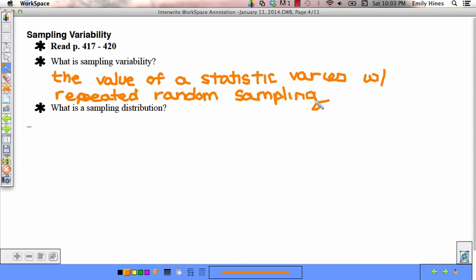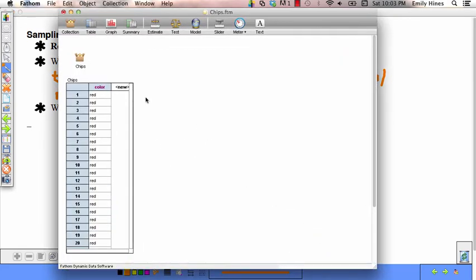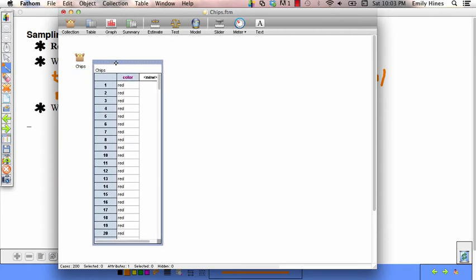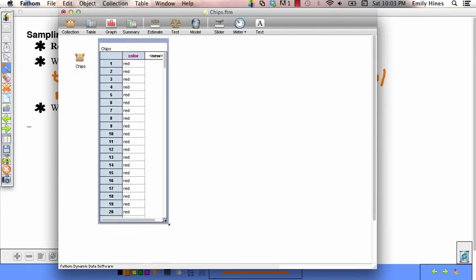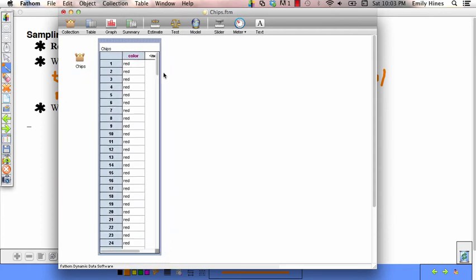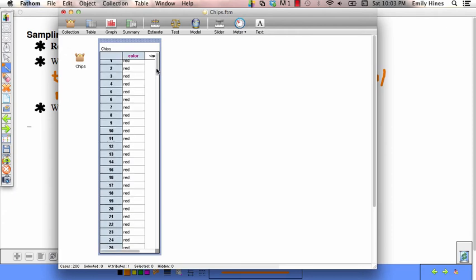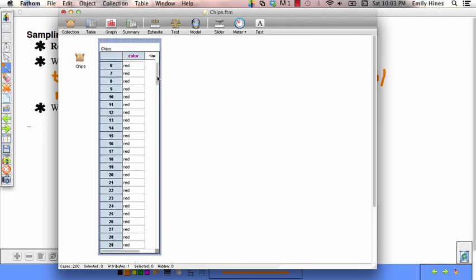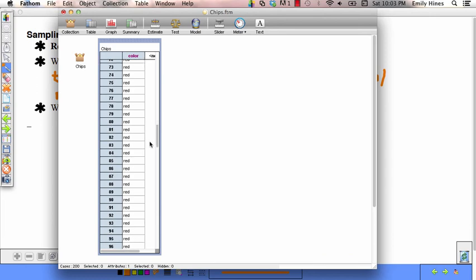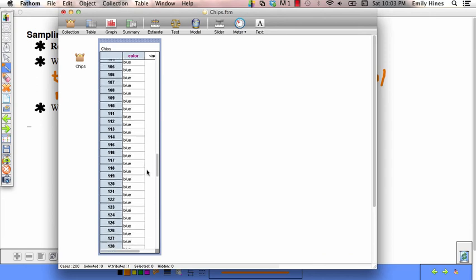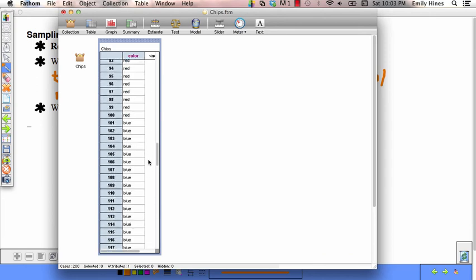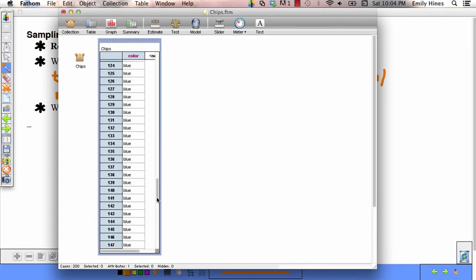So the sampling variability leads to sampling distributions. As an example here, this is my computer program Fathom. It's what I use to curve your test grades. It's what I use to do a lot of different experiments and simulations. And here I have 200 pieces of data representing chips. 100 of them are red and 100 of them are blue.